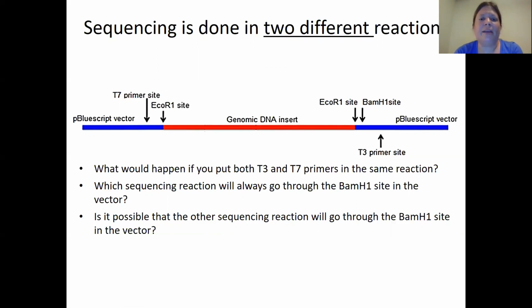And at this point, go ahead and open up the sequencing related practice problems that are up on Sakai and work through those. And then during block 2, you'll have a chance to go over those with your TA.